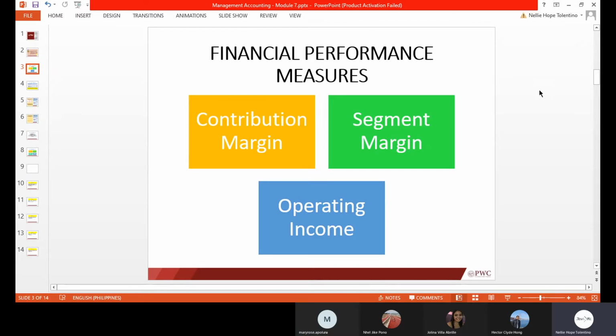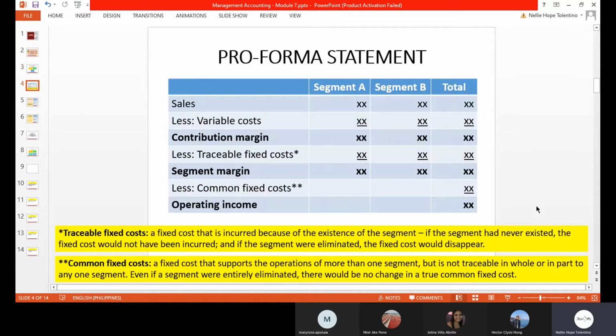So, kung titingnan nyo dito sa financial performance measures, alam nyo na to, contribution margin, and alam nyo na rin to, operating income. So, ang mangyayari, yung normal income statement na dinidiscuss natin, mas i-extend pa natin siya.